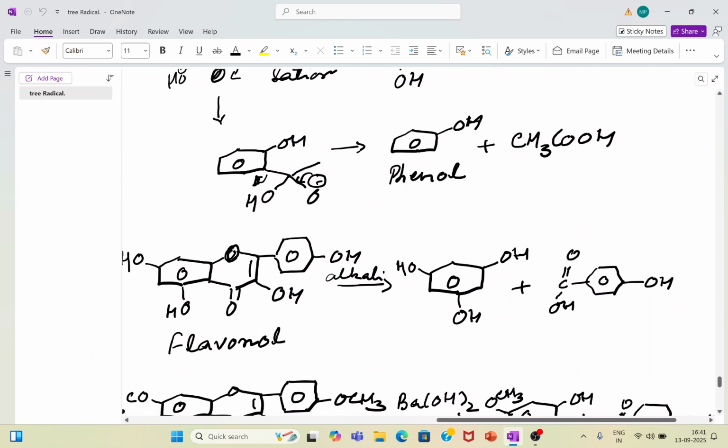Now you see, this can, because again I'm saying that there is a drastic condition, that's why it will cleave all the molecule. Only the stable part will remain. That's why it will give you the phenol as the last product and the acetic acid. And the smell of the acetic acid gives a clear indication that your molecule is completely degraded.